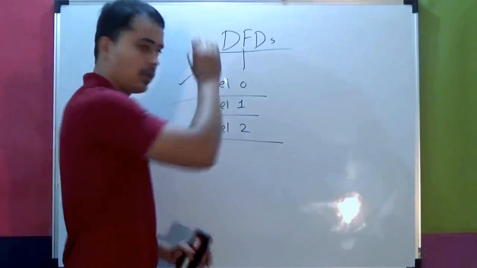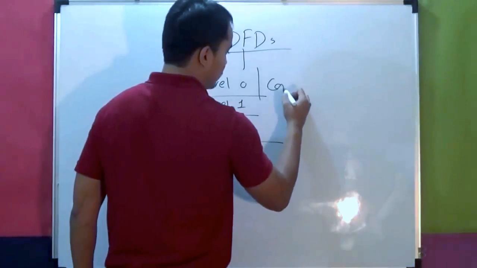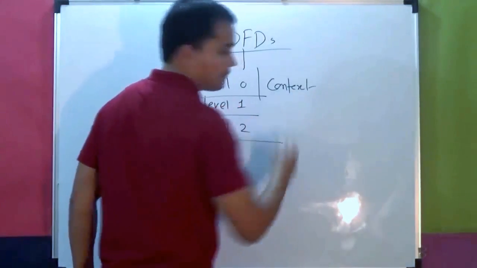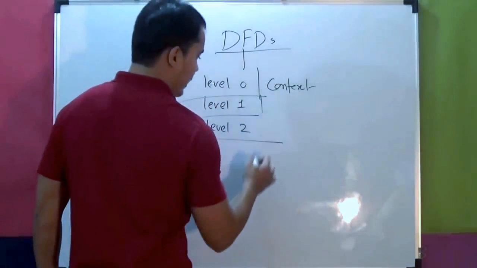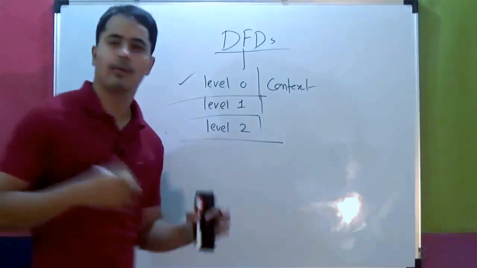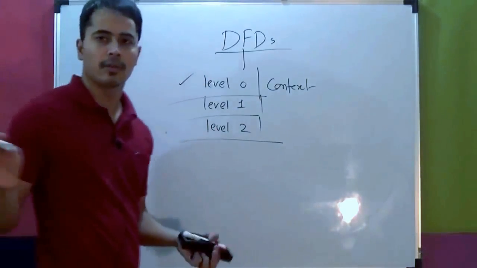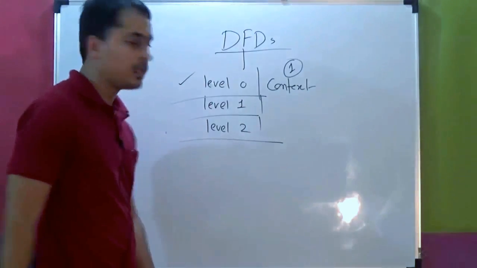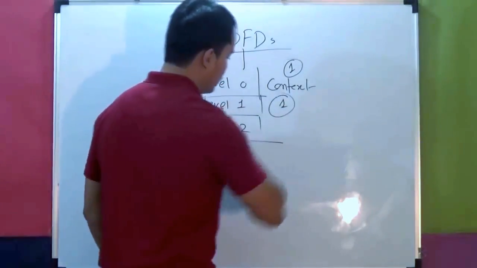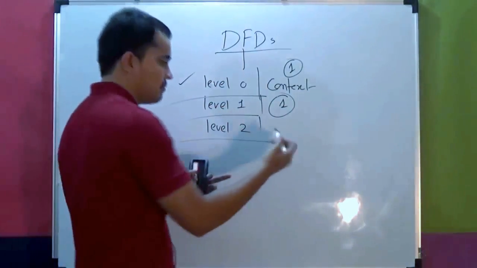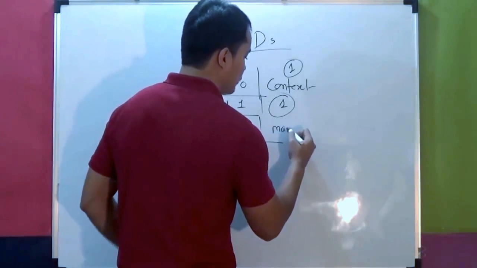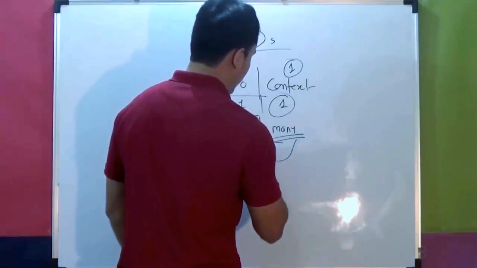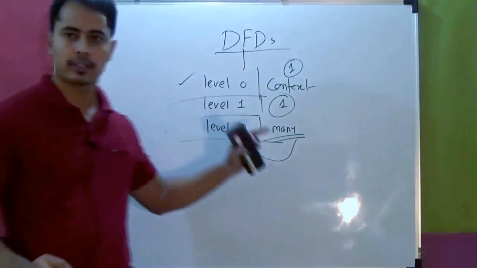You always begin with level 0, which is also fondly called as context level diagram. Then you draw level 1 diagram and then you draw level 2 diagram. For any software system, there is only one possible context diagram. There is only one possible level 1 diagram, and there are more or many possible level 2 diagrams. So this is a general structure.